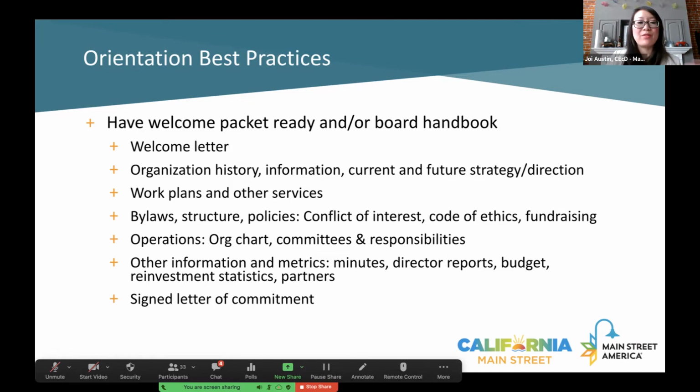This could include a conflict of interest page that they need to sign, or look at a code of ethics, how you all do fundraising. Some of that is always very different, or how the funding is received in general. And then again, that operations piece. So your organization and committee responsibilities, and what does that look like from the top down? How does their role also affect the rest of the organization? And then other information about those metrics. So the minutes of past meetings, other reports, budget, things like that, that is definitely needed in that welcome packet, that welcome binder. And then going back to that signed letter of commitment, so they really know this is what I'm here for.